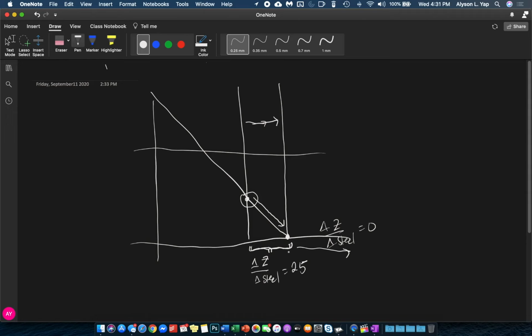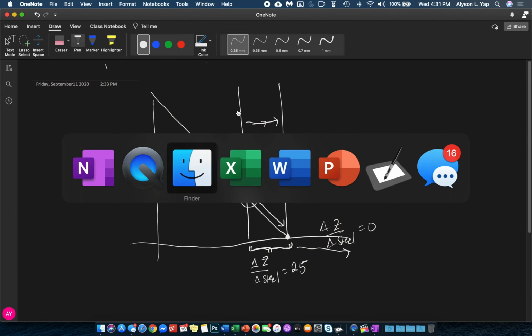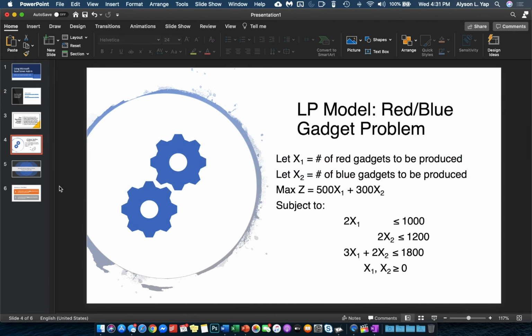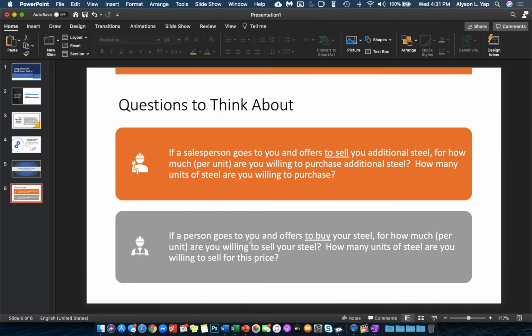And I think we can do that same analysis when we try to reduce our steel units. And this is where we will be answering the second part of our question. And that question being, if a person goes to you and offers to buy your steel, for how much per unit are you willing to sell? And how many units of steel are you willing to sell?